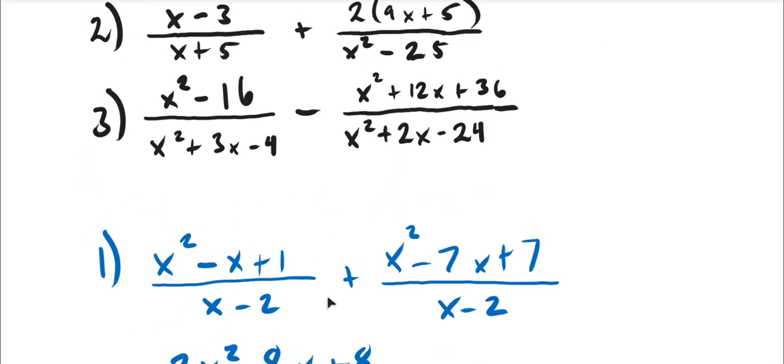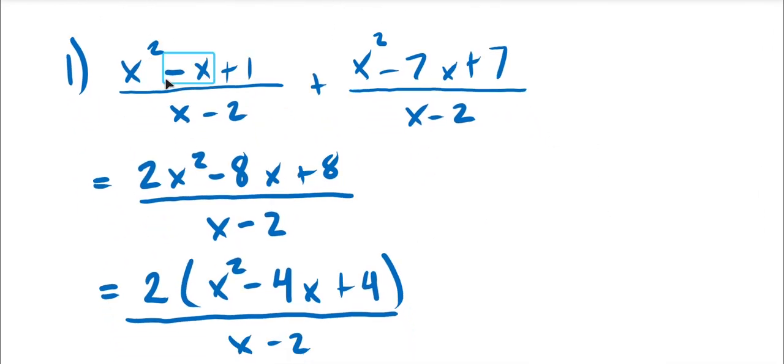So in this first problem, we can see that they already have like bases. This is going to let us just combine like terms. We've got plus x squared here, added to this x squared gives us 2x squared. We have a minus x plus minus 7x, that gives us minus 8x, and a plus 1 plus positive 7, which gives us positive 8.